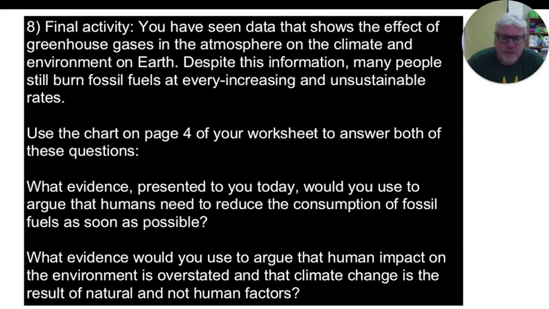And then on the right side, again, this is an argument. You're arguing with yourself, perhaps. What evidence would you use to argue that human impact on the environment is overstated and that climate change is the result of natural and not human factors? So answer both of those questions. Compare those charts. Go back and look at any of them that you need to. And think for yourself. What do you see?